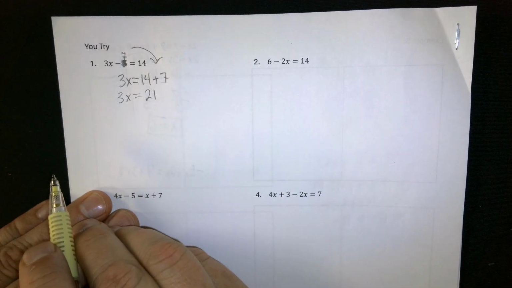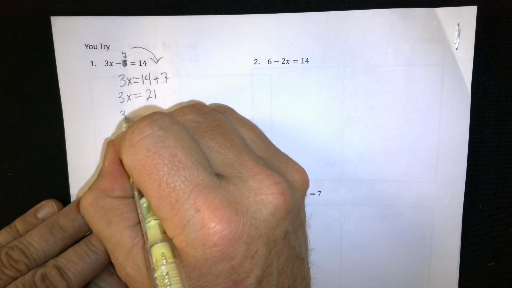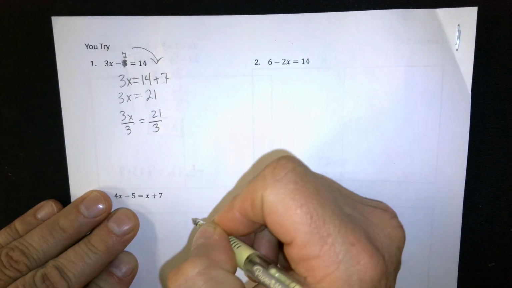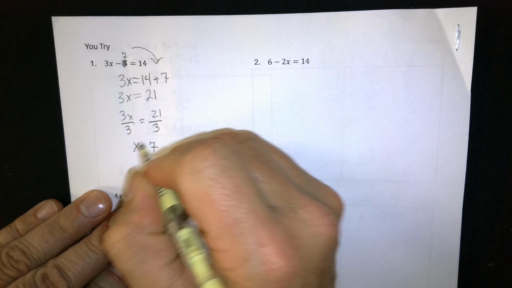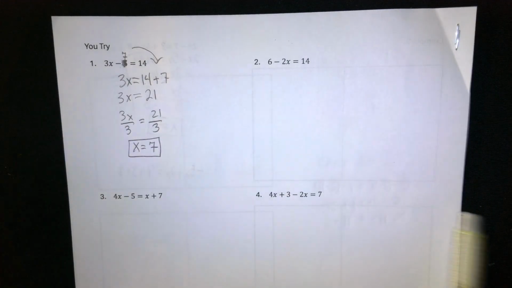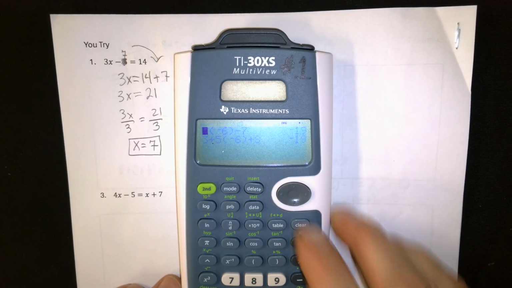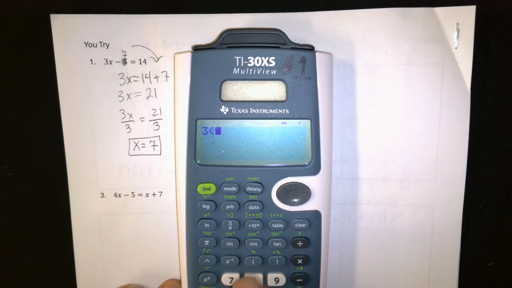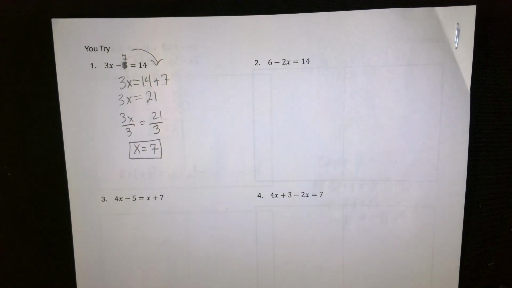I'm down to the last step, which is dividing, and we always divide by whatever's in front of x. So we'll take the 3x and divide it by 3, and the 21, and divide it by 3. We get x equals 7. So 7 is our answer there. Let's go ahead and double check it real quick. So I'll pull out the calculator. We'll clear that out. So we have 3 times 7 minus 7. 14. Works. So we now know that that answer is correct. Let's go to the next one.